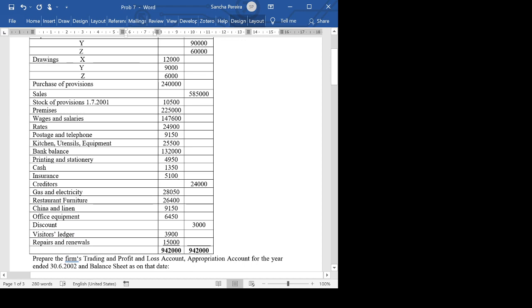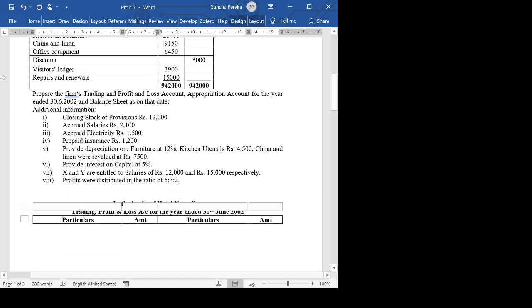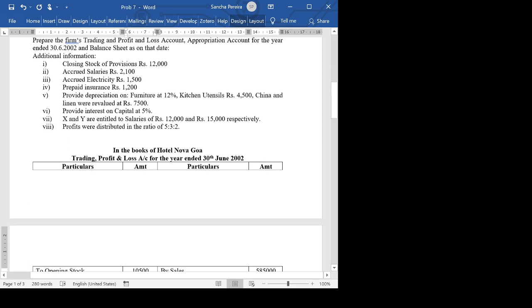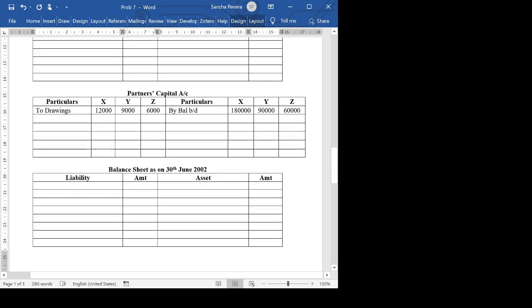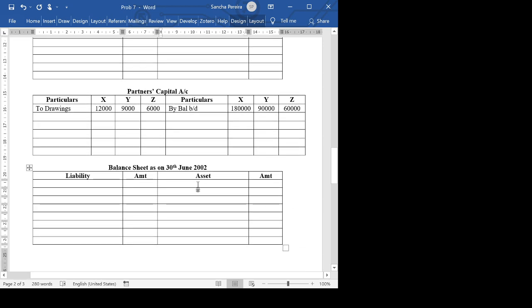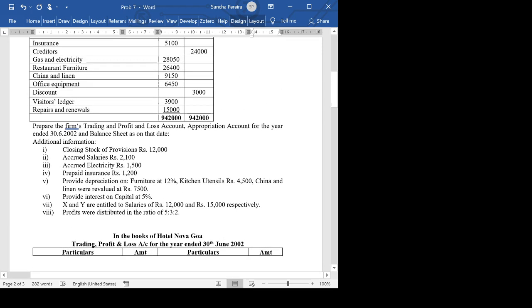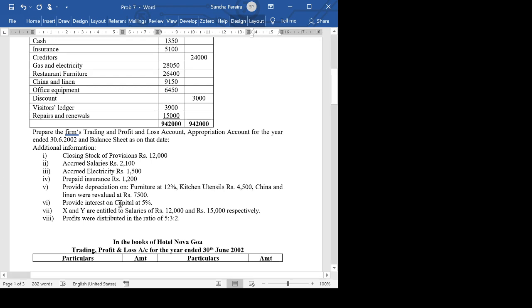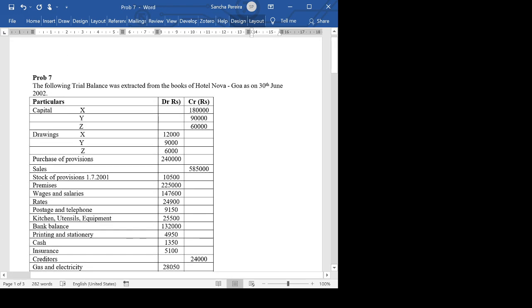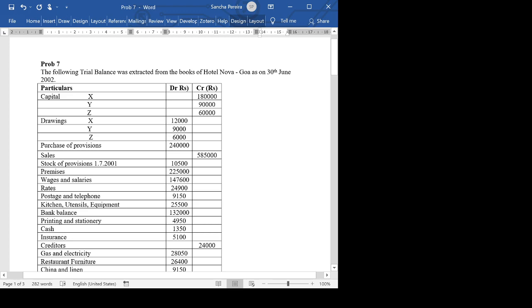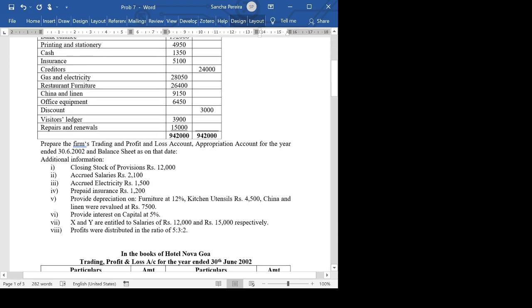Premises, which will go in the balance sheet, 2,25,000. There is no depreciation, so it goes directly in the outer column. Why am I putting it in the outer column? Because they have not told us anything about depreciation on premises. So 2,25,000.